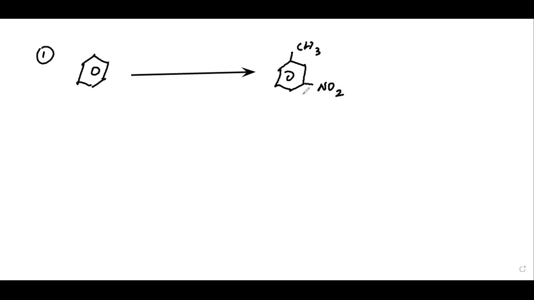I'll give a small hint. You can do it with 2 steps. With 2 steps you can do it. Any volunteers? How should I start? I have to attach a CH3 group and an NO2 group. Please look at the reaction summary of benzene and tell me which group I should attach first.